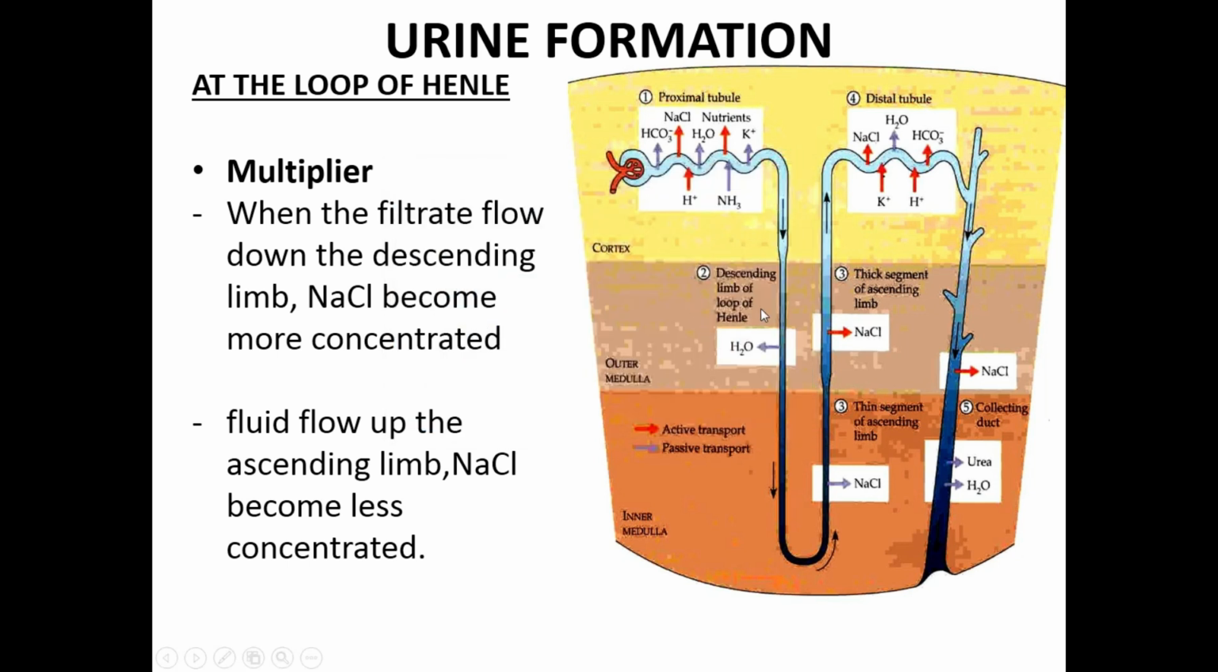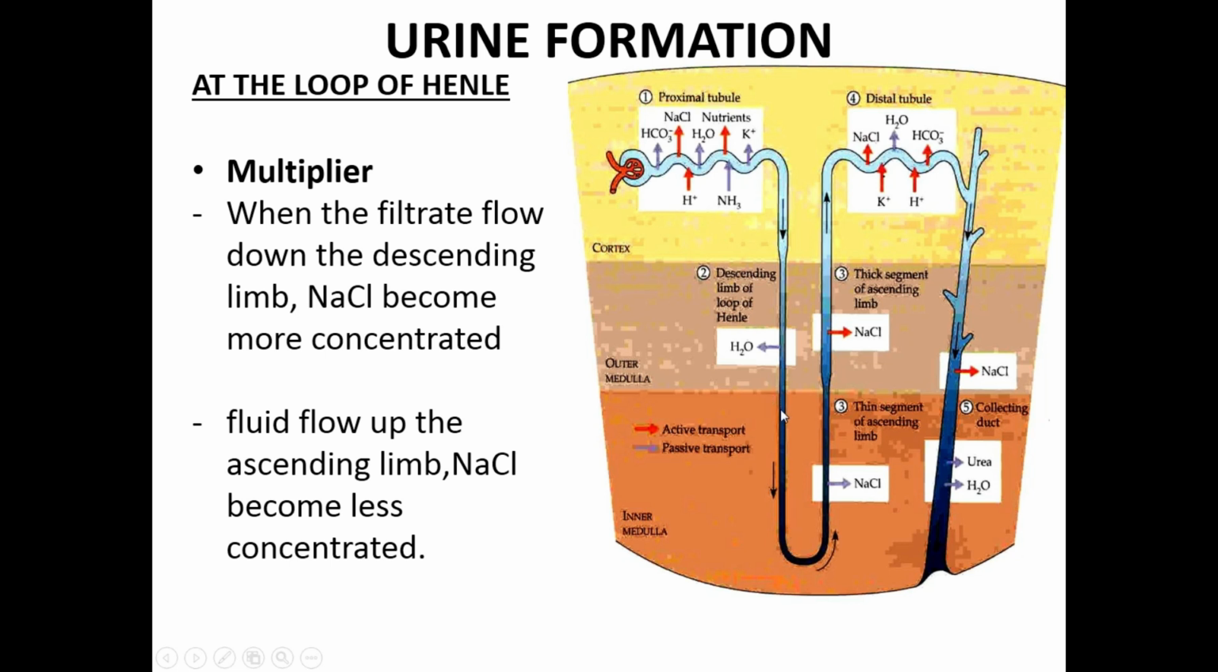of the loop of Henle, the wall of the descending limb is permeable to water. Water will be reabsorbed, keluar, back to the vasa recta, back to the renal vein. Okay, back to your blood circulation. Reabsorption of water occurs at the descending limb of the loop of Henle sampai dia menghasilkan, bila banyak air keluar, apa berlaku?